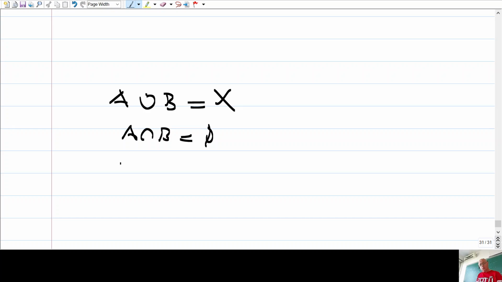Well, because they are complements of each other. If you have two disjoint sets, and if they are giving the whole space, suppose they are disjoint. So B is then X minus A, and A is X minus B. So if one of them is open, the other one has to be closed.